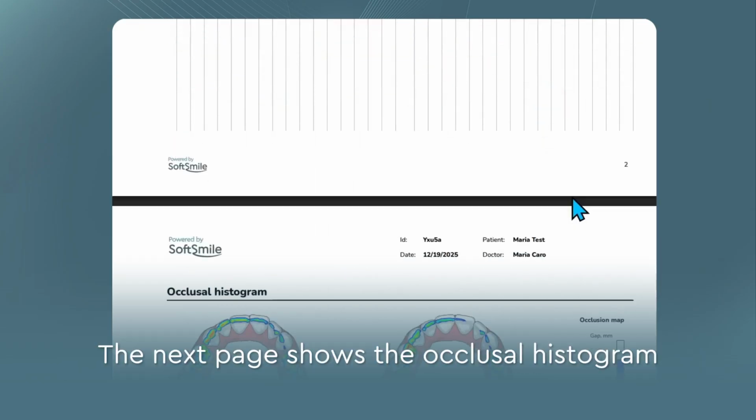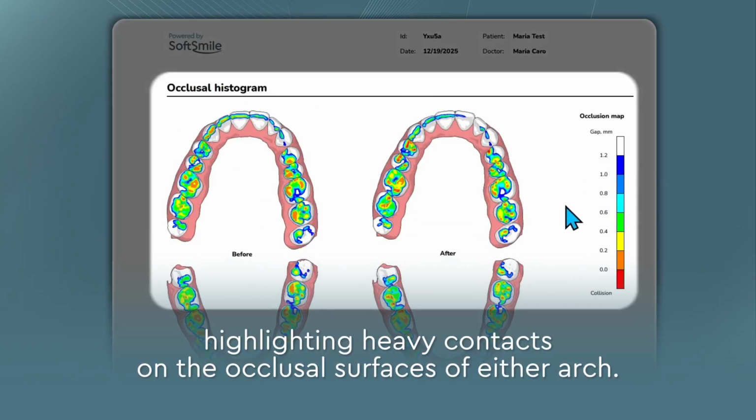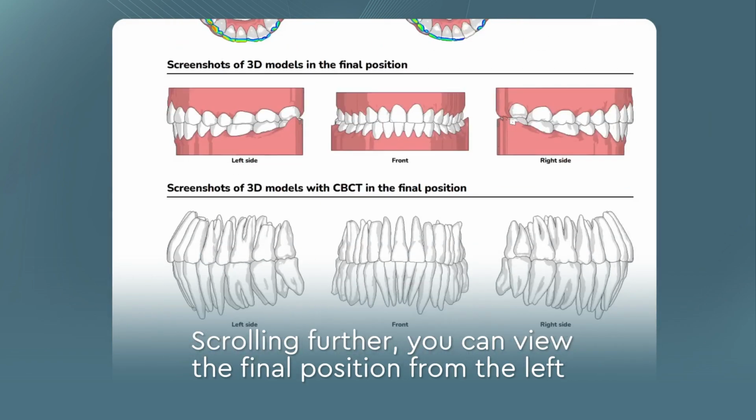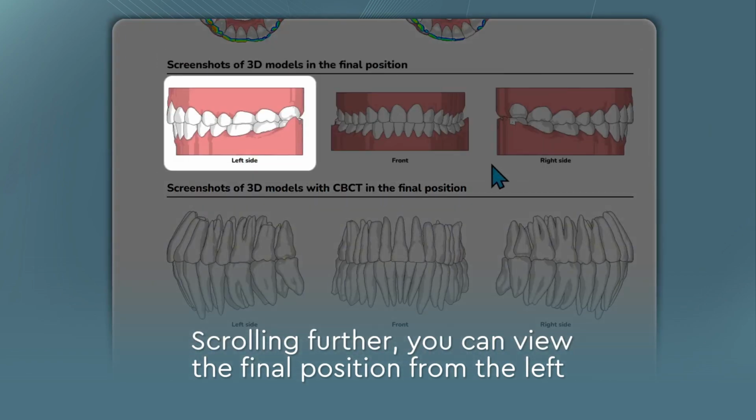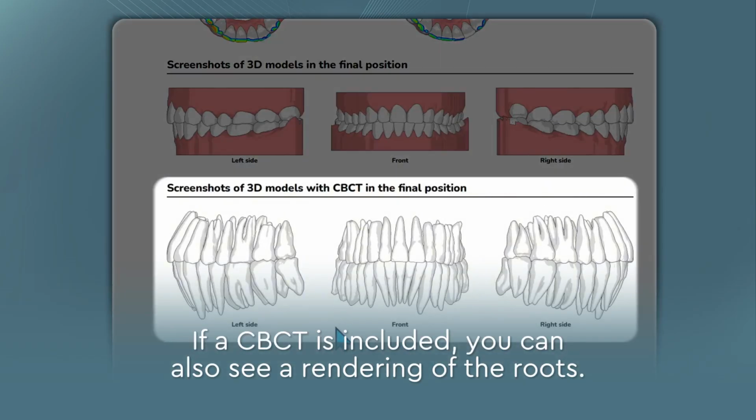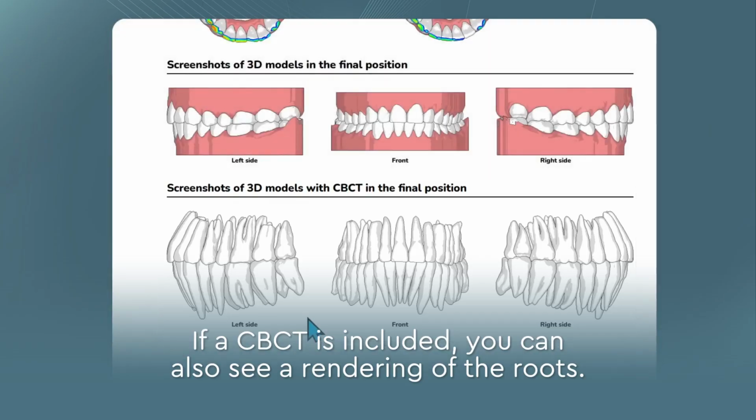The next page shows the occlusal histogram, highlighting heavy contacts on the occlusal surfaces of either arch. Scrolling further, you can view the final position from the left, front, and right sides. If a CBCT is included, you can also see a rendering of the roots.